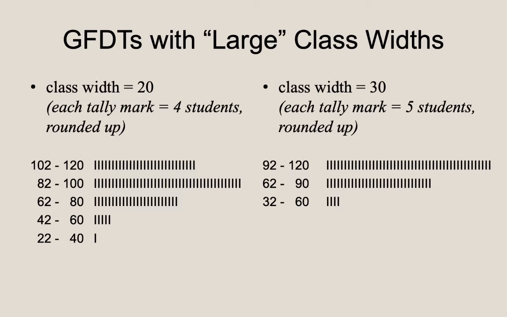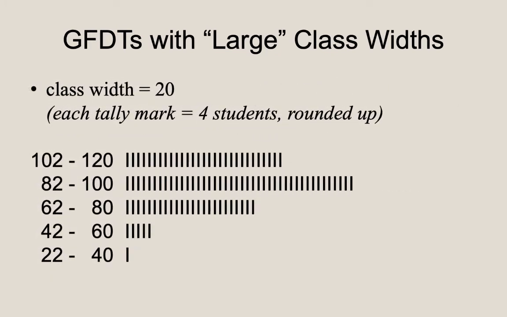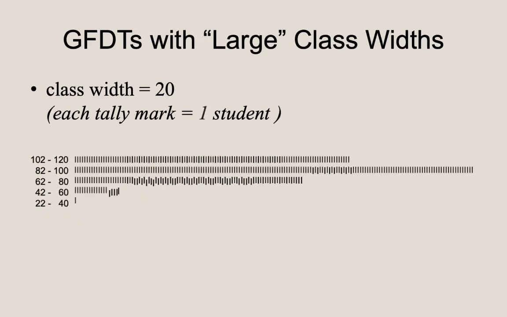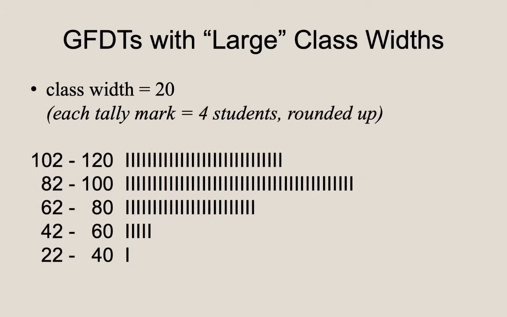Also, we note that to get the tally plots to show up here without going on endlessly to the right, we had to let each tally mark represent more than one student. In the first plot, on the left with a GFDT with a class width of 20, each mark represents 4 students. Rounded up means that if there were an excess of 1, 2, or 3 students, then they get rounded up to a new bunch of 4.